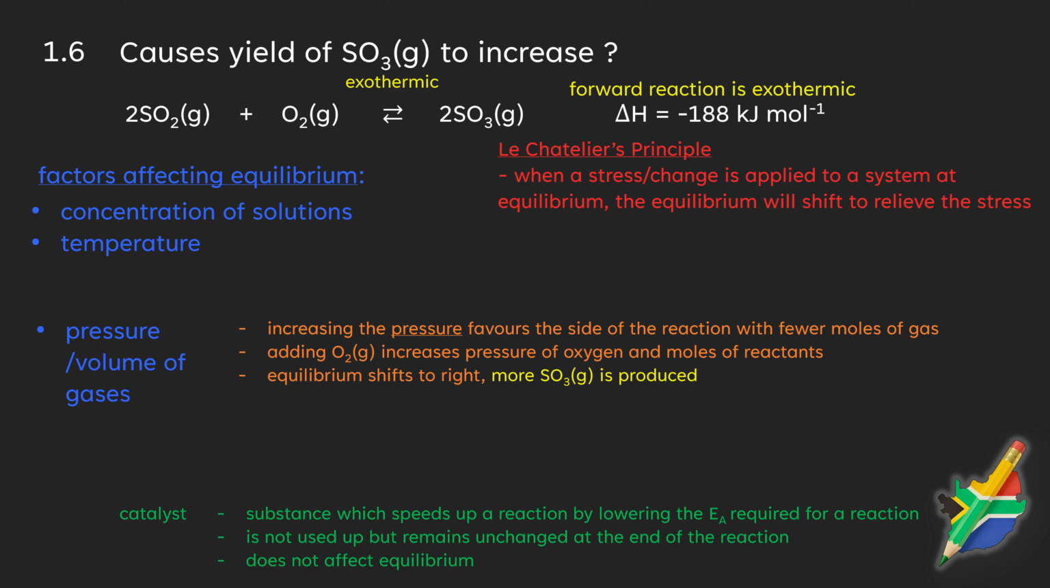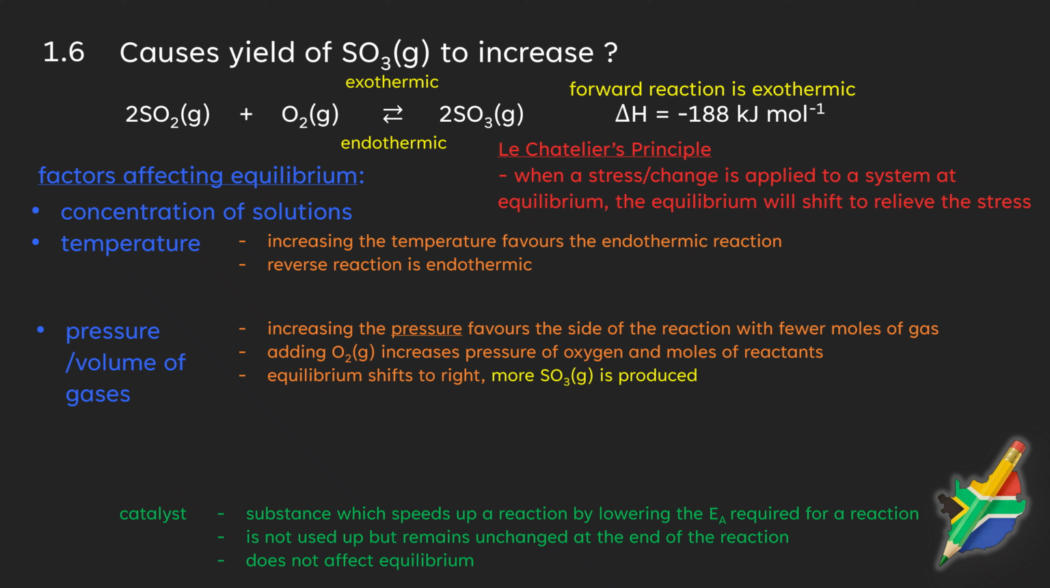Then answer C mentions increasing temperature. We are also given the heat of reaction, which is negative, and this tells us that the forward reaction is exothermic, meaning energy releasing. Therefore, the reverse reaction must be endothermic, meaning energy absorbing. Increasing the temperature of a reaction at equilibrium favors the endothermic or energy absorbing reaction. So in this case, the reverse reaction is favored since it is endothermic.